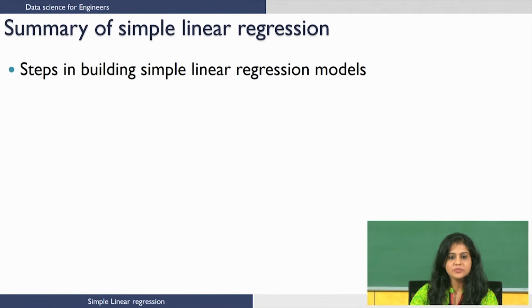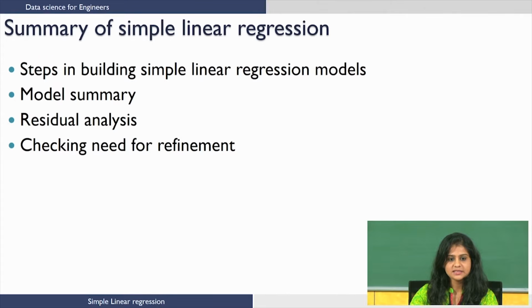Welcome to the lecture on implementation of multiple linear regression in R. To summarize from the previous lecture, we looked at steps in building a simple linear regression model, where we looked at how to regress an independent variable with a dependent variable. As a part of this, we also looked at how to assess the model that we have built, and under that we looked at how to interpret the model summary and identify the significant variables, how to do residual analysis, how to check if the model needs refinement, and we built a refined model.